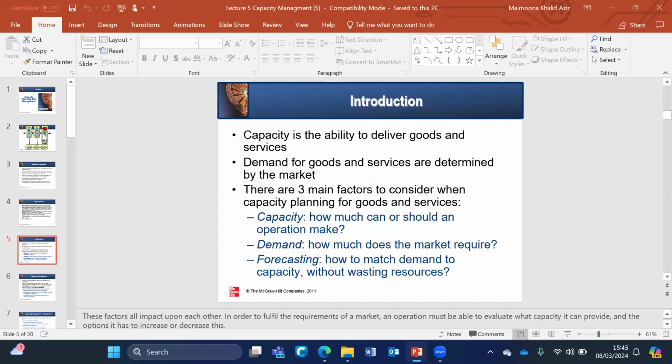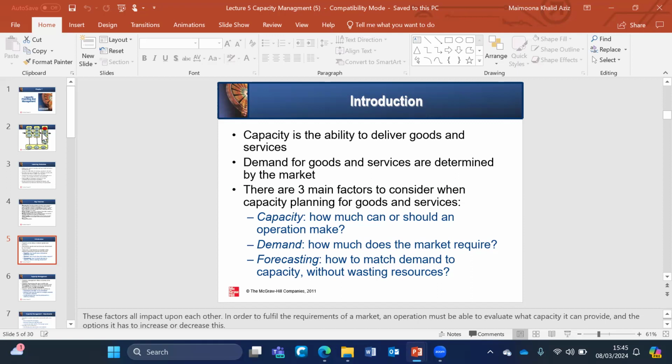Now, let's look at the introduction. Capacity itself refers to the ability to deliver goods and services. Now, we always hear that capacity needs to match the demand. Demand is determined by the market. So there are three main factors that we need to consider when planning our capacity.